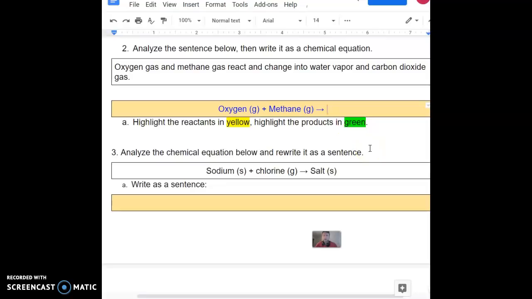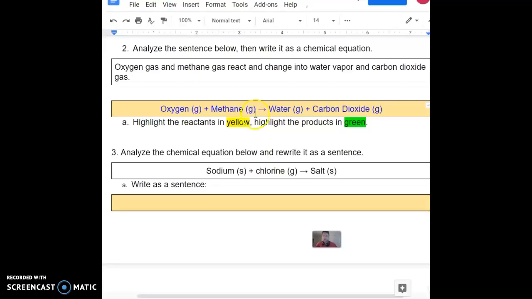And now I'm going to figure out what my products are. They change into water vapor. Water vapor is just water as a gas. It's like steam. And so I'm going to put a plus symbol, and carbon dioxide as a gas.